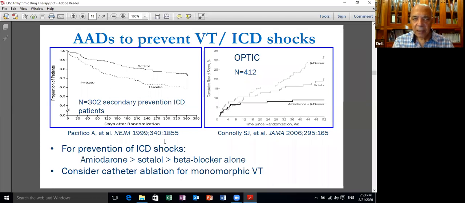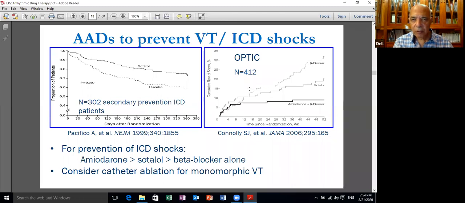Now, antiarrhythmic drugs are usually used successfully in preventing shocks in patients who have an ICD implantation. And this is based on two studies. One study was comparing sotalol to a placebo, and definitely sotalol was more successful than a placebo in preventing ICD shocks. And the more important trial is the OPTIC trial, which compared beta blockers against sotalol against the combination of amiodarone and beta blocker, and the winner was amiodarone again. So for the prevention of ICD shocks, we have amiodarone better than sotalol, better than beta blocker.